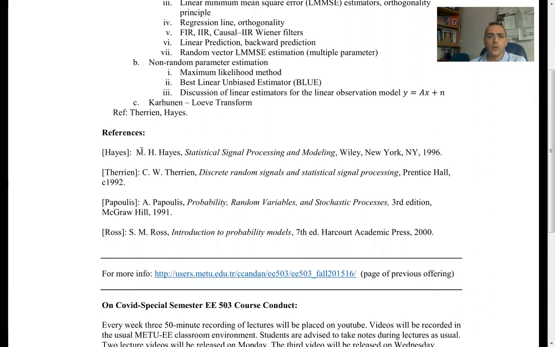So, references. References are Hayes' textbook. This is a fairly old textbook, 1996, but it's a very valuable textbook. If you check the title of the textbook, it matches the title of the course. So we will be using this textbook as the main text. But I should say that I am not following this textbook page by page. Actually, that's not my style. I try to interpret these textbooks according to my way, okay?